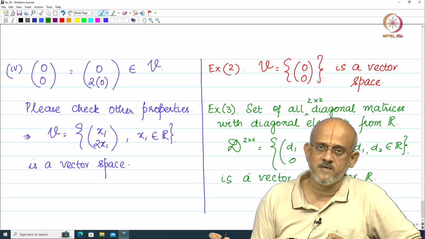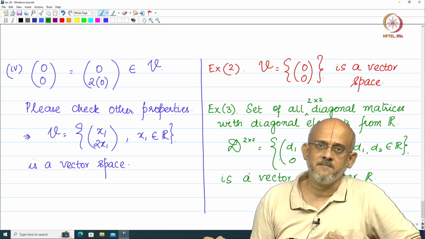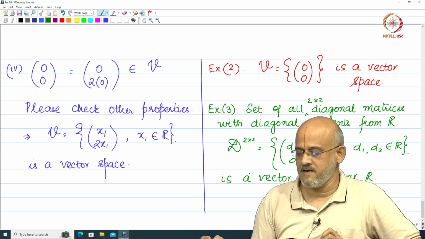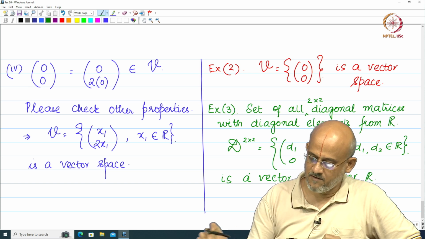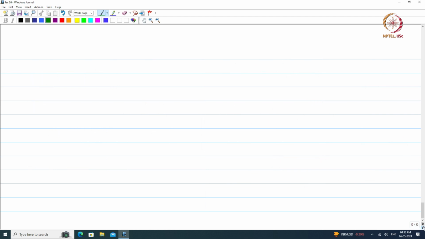Then if you add any two diagonal matrices, the resultant is also going to be a diagonal matrix. Scalar multiplication is also going to give you a diagonal matrix. So, we will see that the set of all diagonal matrices, these are some of the exercises which you can work out, and then prove that indeed it is a vector space.